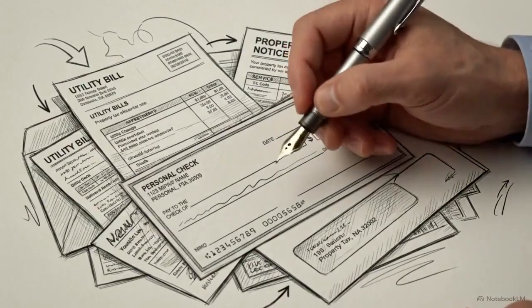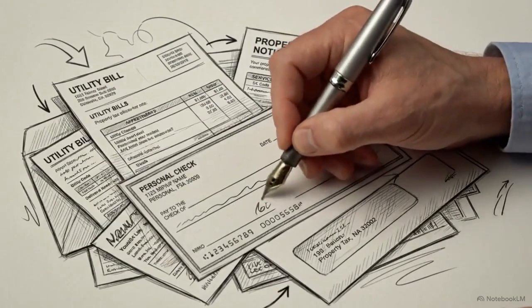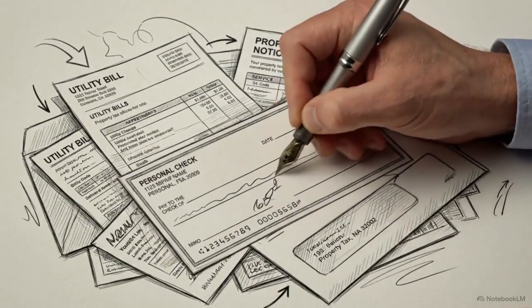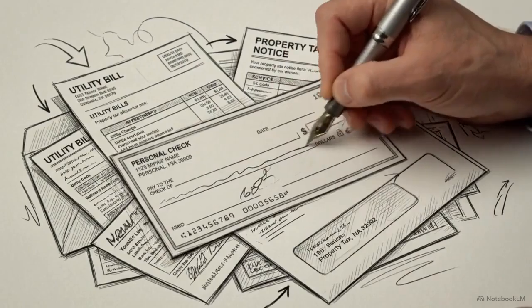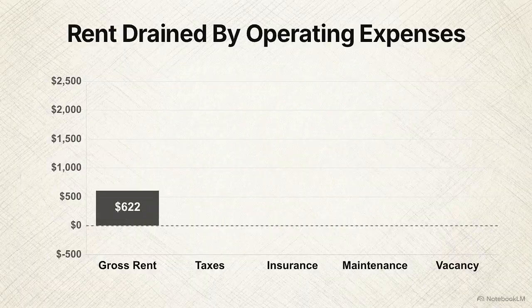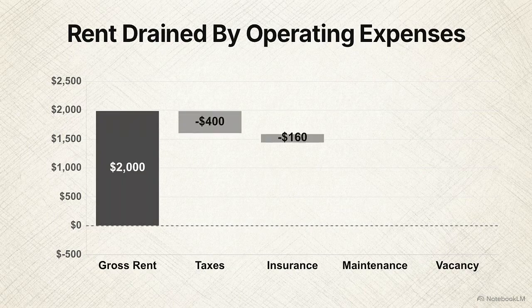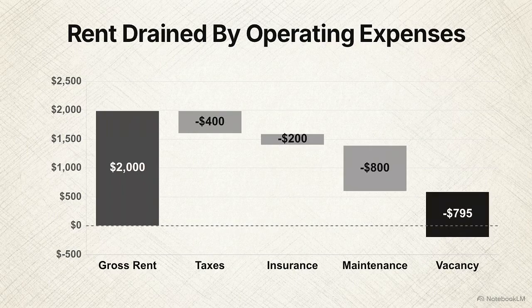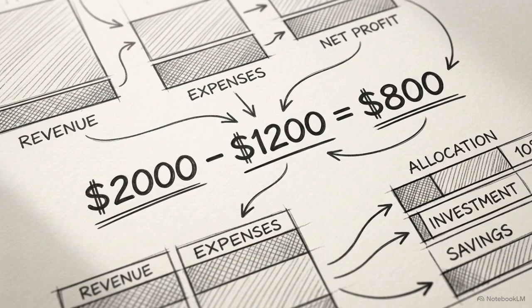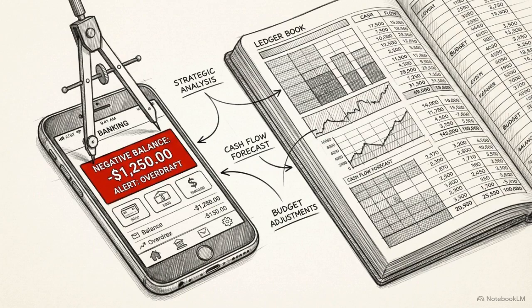Relying on that simple calculation is exactly why so many first-time investors find themselves writing a personal check every month to keep their property afloat. This waterfall chart shows what actually happens to that $2,000 gross rent. Long before the bank gets its mortgage payment, your cash is steadily drained by property taxes, insurance, maintenance, and inevitable vacancies. Quickly, your cash flow drops below the zero line. Assuming gross rent minus the mortgage equals your profit is the fastest way to bankrupt a real estate business.